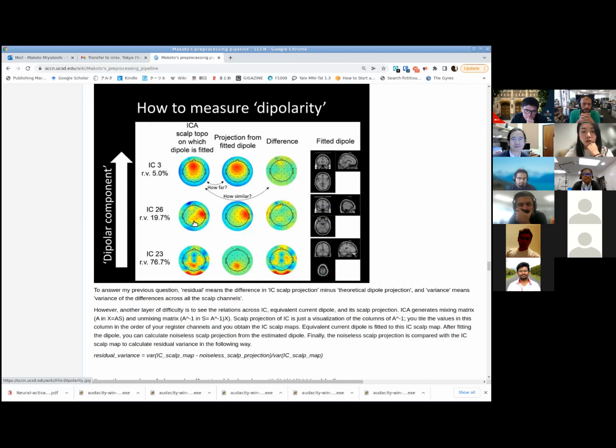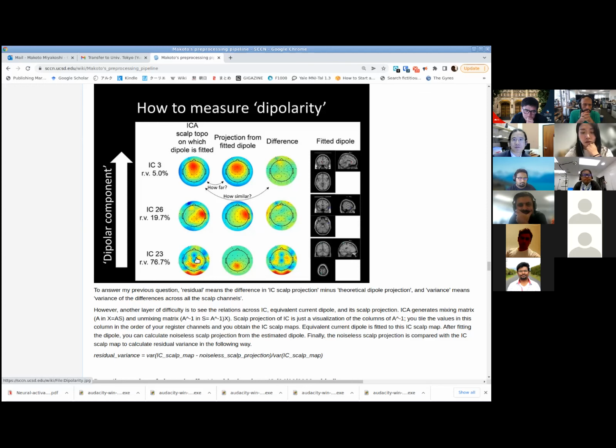It's simple, right? When you make the subtraction, this is the result. When you take the power across all the channels, you get about 20% difference. And we kick this out because this is not dipolar. And this is the worst case, okay?